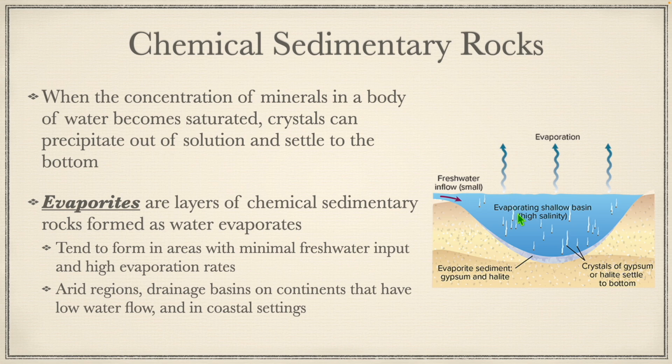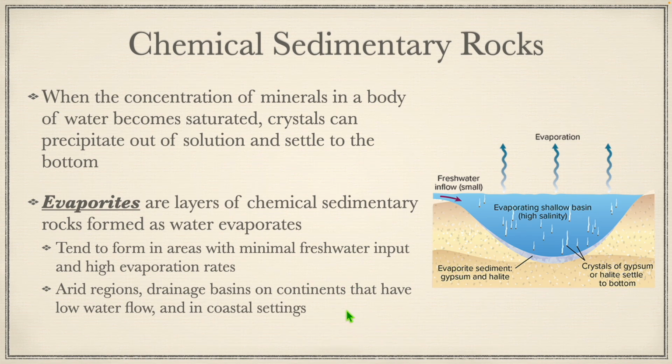If enough water evaporates, the concentration of minerals becomes saturated, and then those minerals will start to form crystals and settle out, and you'll actually have a layer of these evaporite minerals. Gypsum and halite are two common ones, but these form on the bottom of these lakes. Evaporites are layers of chemical sedimentary rocks formed as water evaporates, and these tend to form in areas with minimal freshwater input and high evaporation rates.